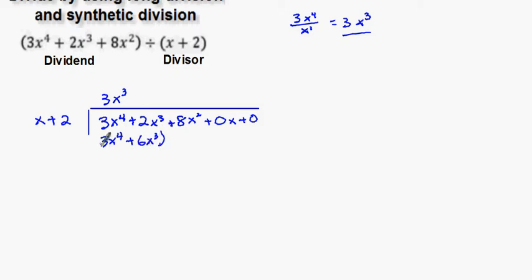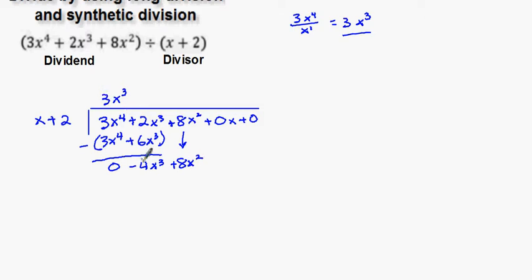And now we're going to subtract these two terms from the two terms immediately above. 3x to the fourth minus 3x to the fourth is 0. 2x cubed minus 6x cubed is negative 4x cubed. And then we bring down our next term. So you go plus 8x squared. And we do the same thing.